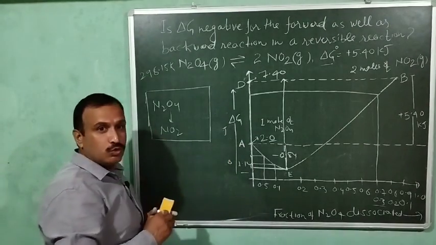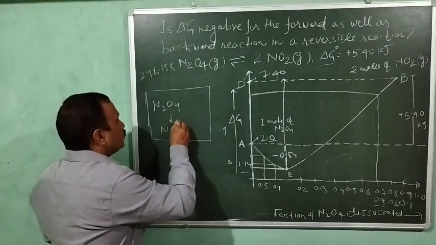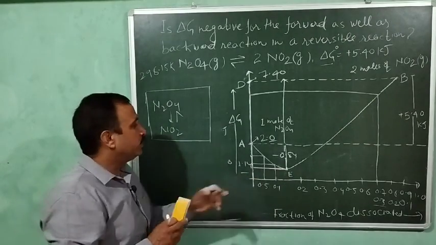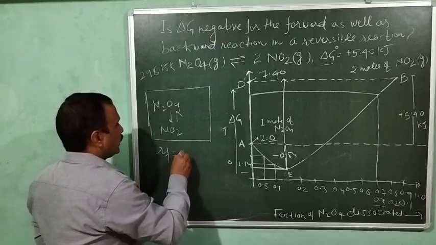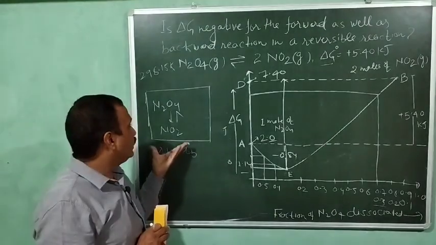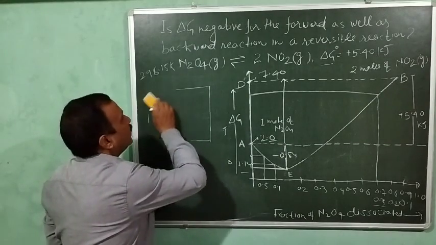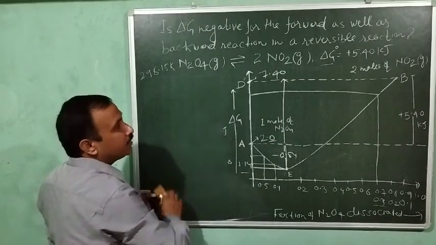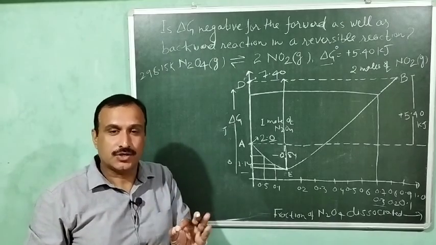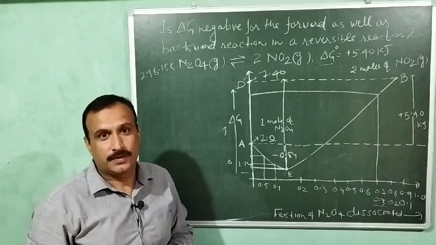तो फिर बैकवर्ड रिएक्शन भी शुरू होगा, दोनों ही स्पॉन्टेनियस हैं इक्विलिब्रियम पॉइंट तक, तो बैकवर्ड रिएक्शन भी शुरू हो जाएगा. And soon this stage will be reached where the rate of forward reaction and rate of backward reaction will become equal, and we will have equilibrium. Okay, so in this way I have answered this question that delta G is negative for the forward as well as backward reaction in a reversible reaction, and both are spontaneous.